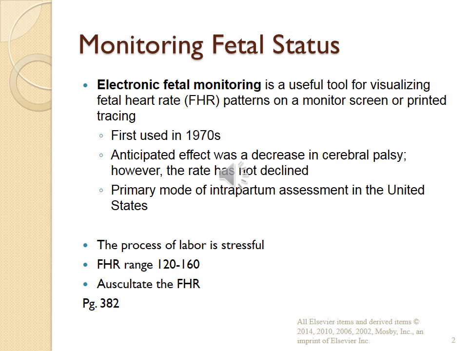The primary mode of intrapartum assessment is fetal heart rate monitoring. Fetal heart rate generally ranges 120 to 160. You auscultate the fetal heart rate using a fetoscope or Doppler every 5 to 30 minutes during the first stage of labor and every 5 minutes during the second stage of labor. Also, assess fetal heart rates immediately after the rupture of membranes, particularly if the head is not engaged. This causes a risk for prolapsed cord.